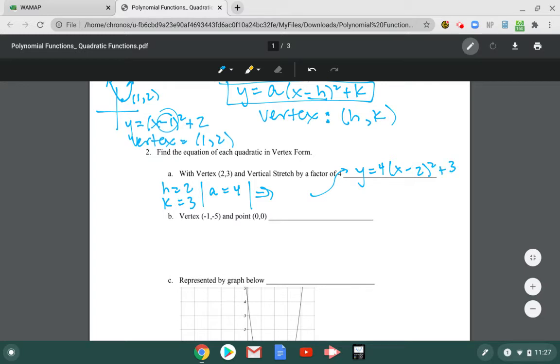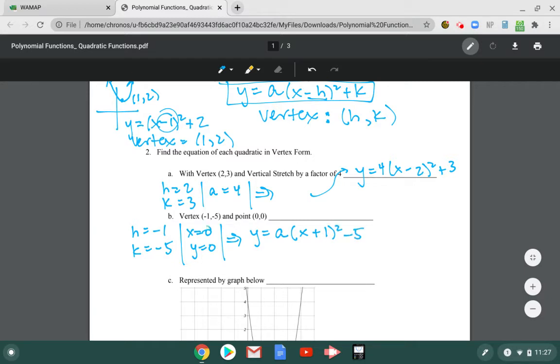Let's take a look at the next one. For this next one, I have a vertex of (negative 1, negative 5). So h is negative 1. k is negative 5. And I don't have the stretch or compression, but I do have a known point. x is 0, y is 0. So as I put this together to start, I don't know a, but I do know h, so I'm going to change the sign. So (x plus 1) squared minus 5.